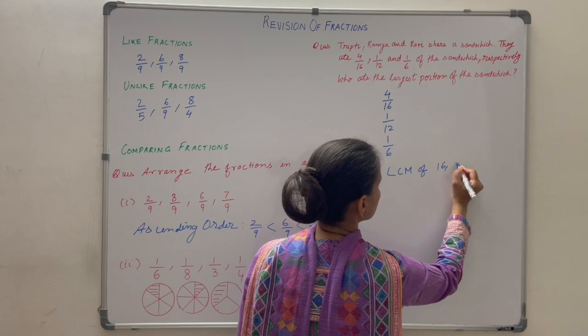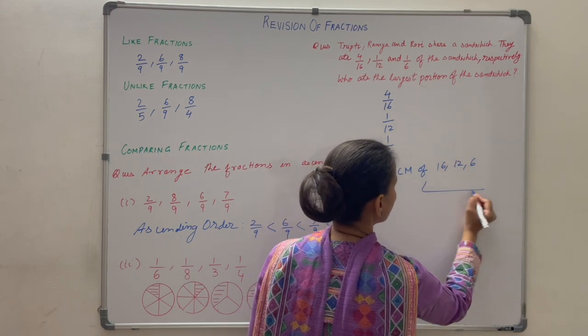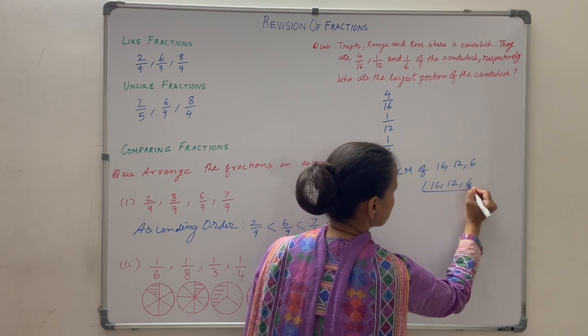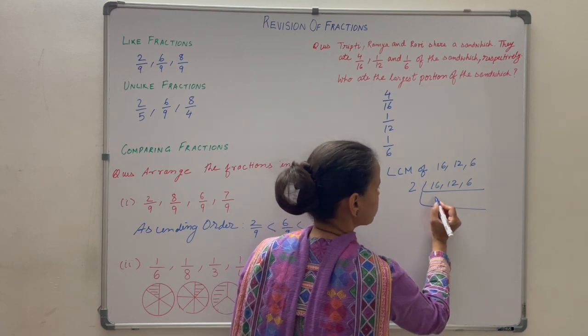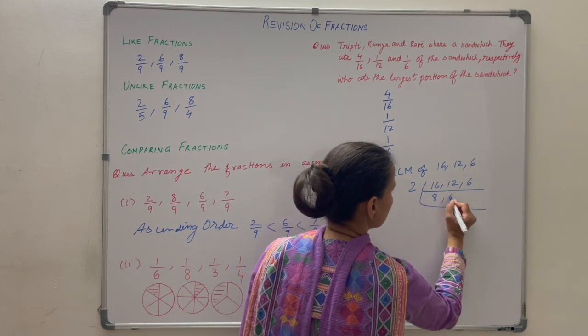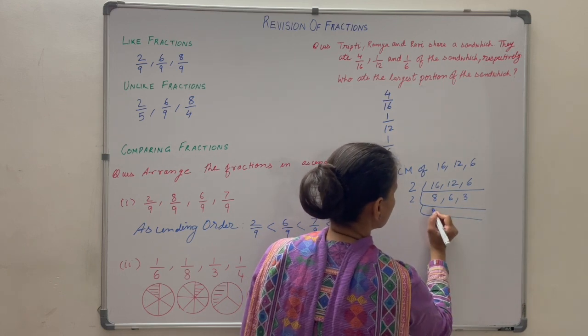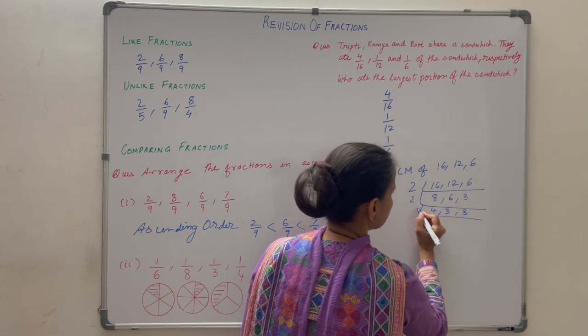That is 16, 12 and 6. So to find out the LCM, you can use prime factorization. So let us do the prime factorization of these numbers. This goes by 2. 2 8s are 16. 2 6s are 12. 2 3s are 6. Goes by 2. 2 4s are 8. 2 3s are 6. 3 we write as it is.